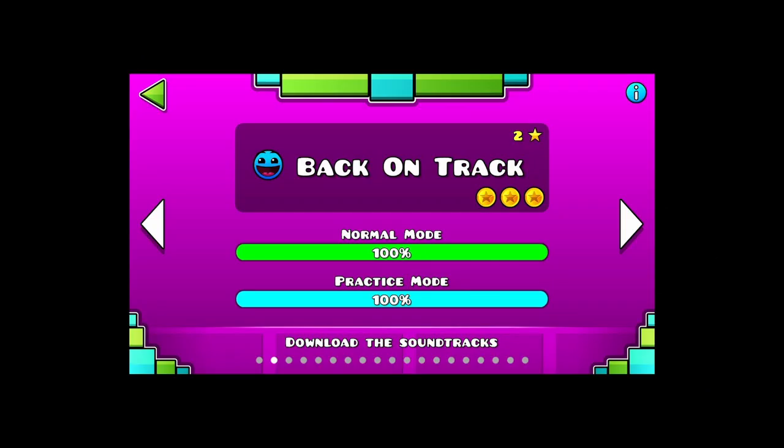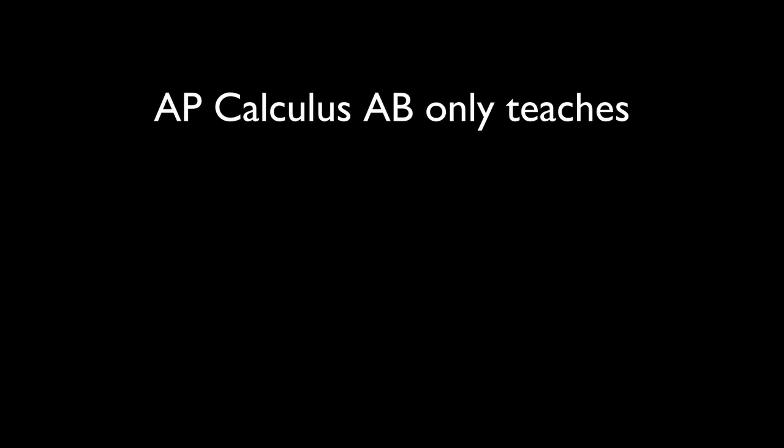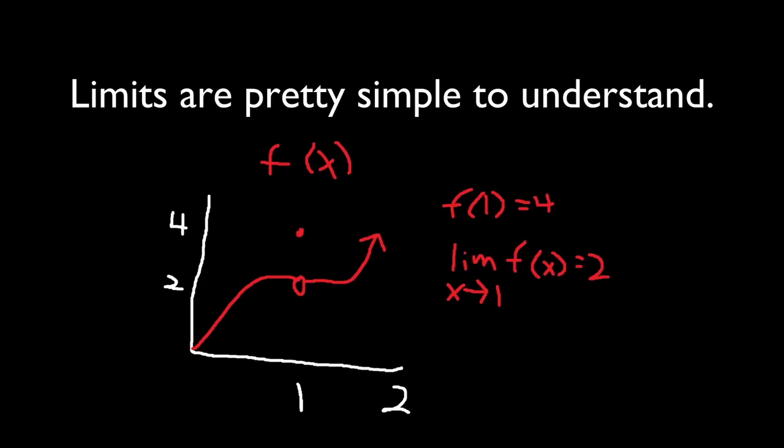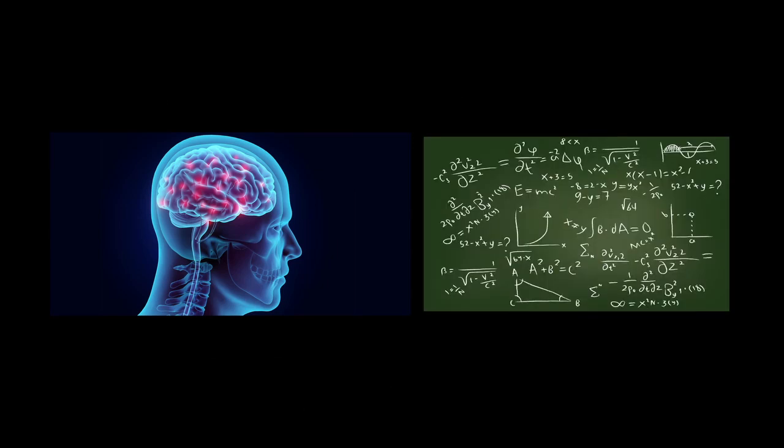Let's get back on track. The AP Calculus AB class ends after learning about derivatives, integrals, and another topic called limits. Limits are easy to learn and understand compared to the rest of calculus, so if you were smart enough to pass pre-cal, you should not have a problem with learning limits. They won't be covered in this video.